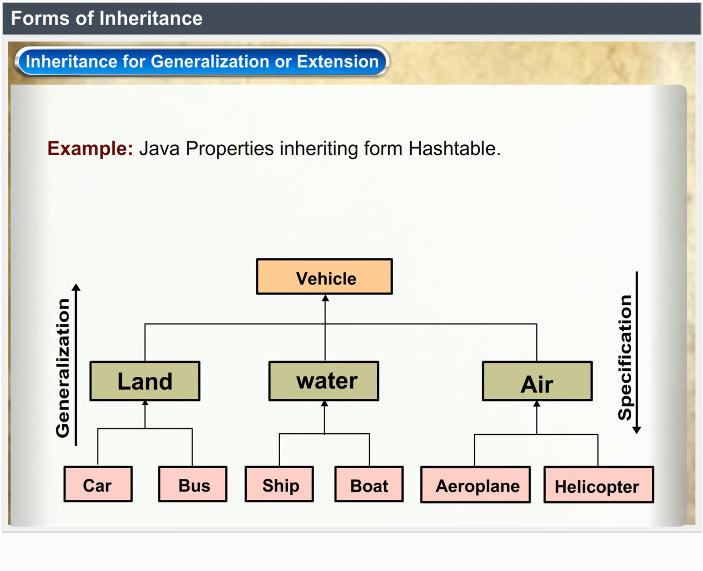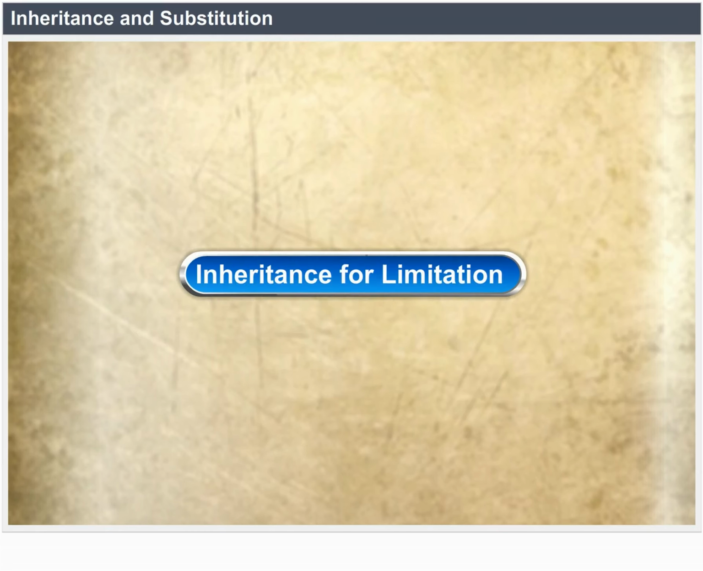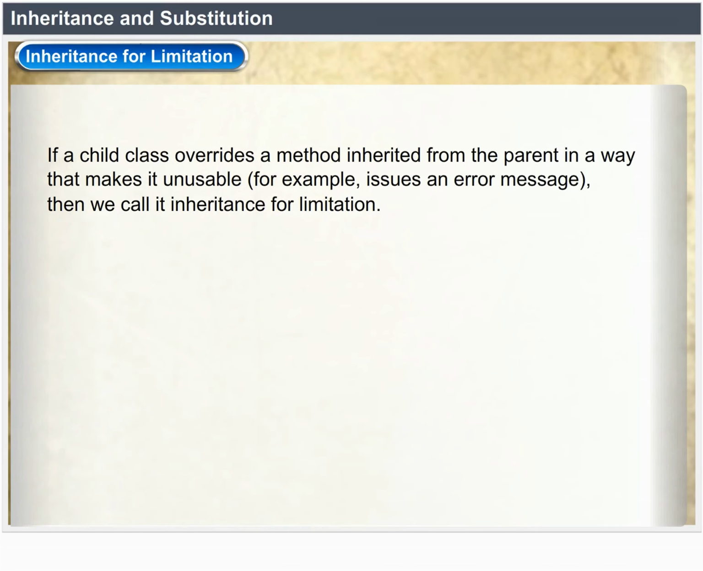For example, Java properties inheriting from hash table. Inheritance for limitation. If a child class overrides a method inherited from the parent in a way that makes it unusable, for example, issues an error message, then we call it inheritance for limitation.